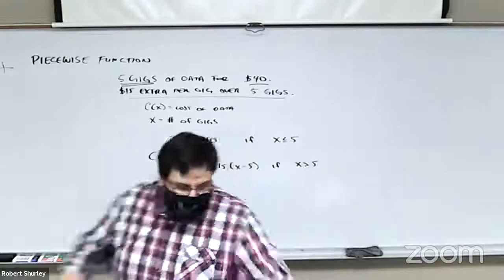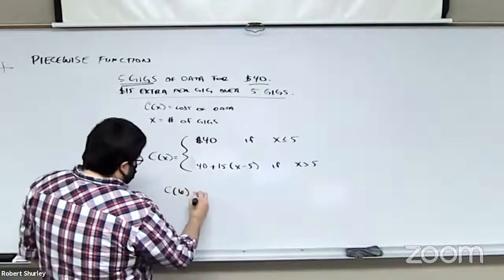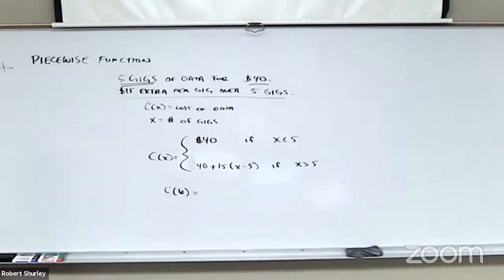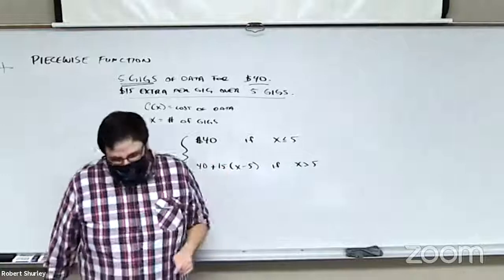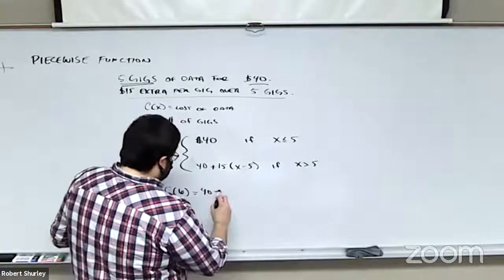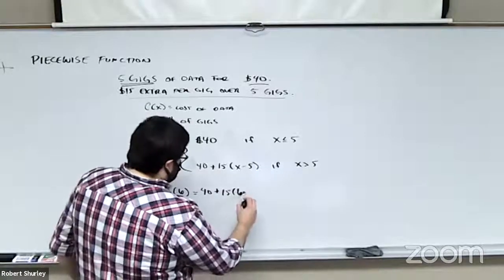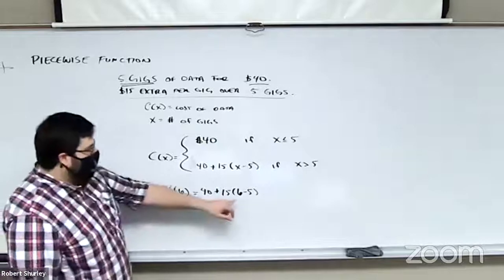Okay, so let's do that. Let's say Kylie uses 6 gigs of data. Oh, she went over. Forgot to hit that Wi-Fi button. We get 40 plus 15 times 6 minus 5, right? Oh, this isn't bad. 6 minus 5 is 1.